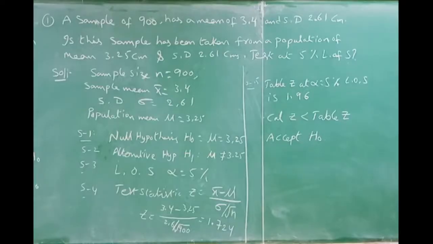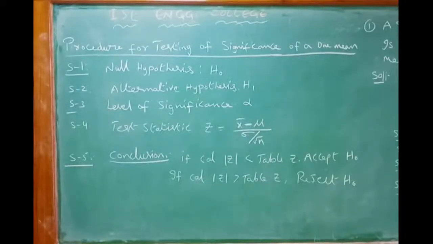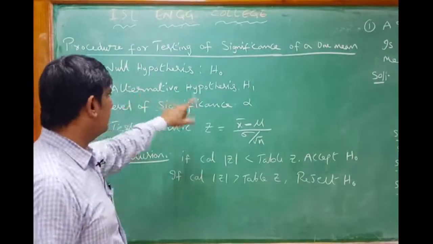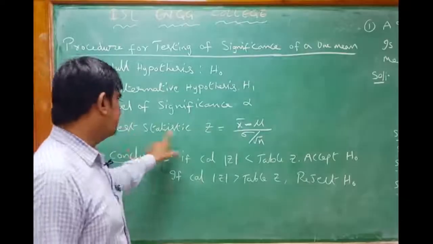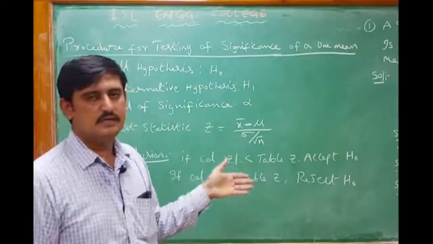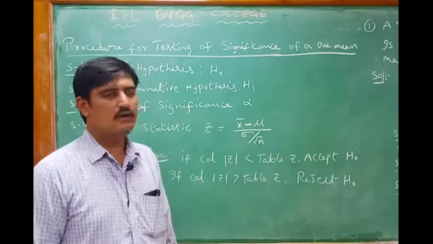Now step 5, conclusion. Table Z at alpha equal to 5% level of significance is 1.96. So calculated Z is less than table Z, so you need to accept H0. That means the sample has been drawn from the population with mean mu equal to 3.25. So these are the steps: step 1, 2, 3, 4, 5. First put the null hypothesis, then the alternative hypothesis, then level of significance, then test statistic, then conclusion. We'll solve more problems in the coming classes, then you will understand how to solve all these problems.